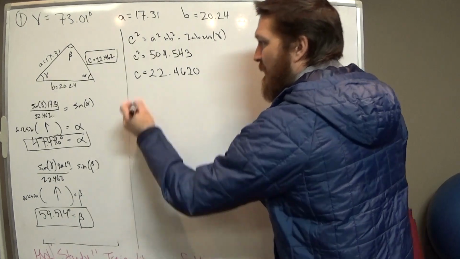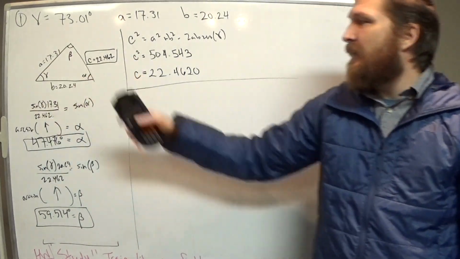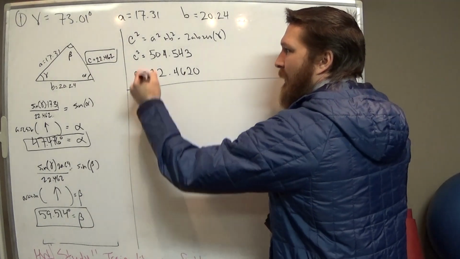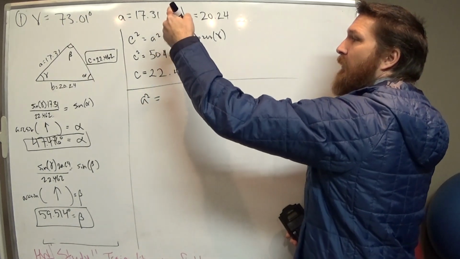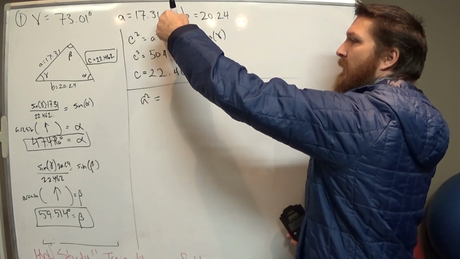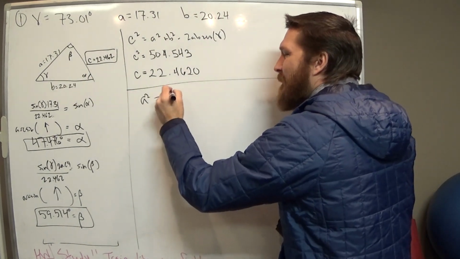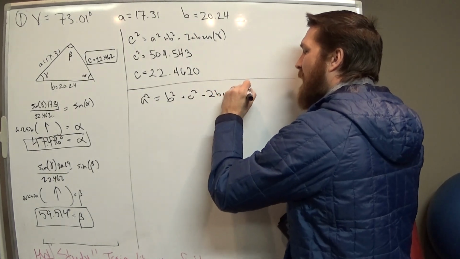Now another way we could have done it is just brute force. Once we get this, now we have side, side, side, and we could just brute force everybody and say, well, we did c squared, let's do a squared this time. A squared. Oh no, wait. We know a, right? Oh, sorry. A squared equals b squared plus c squared minus 2bc cosine alpha.